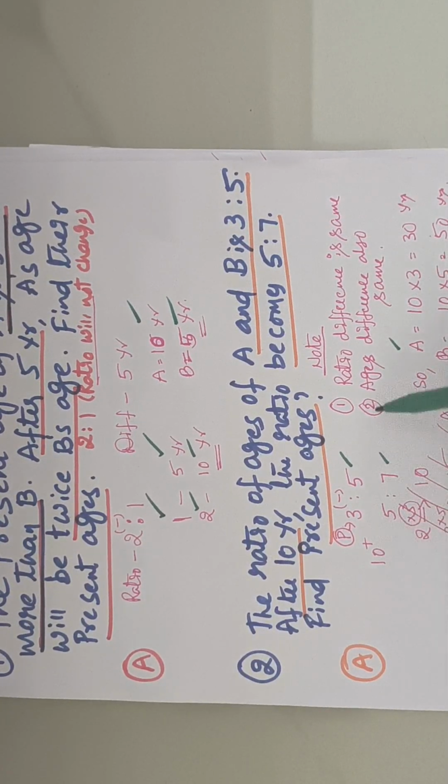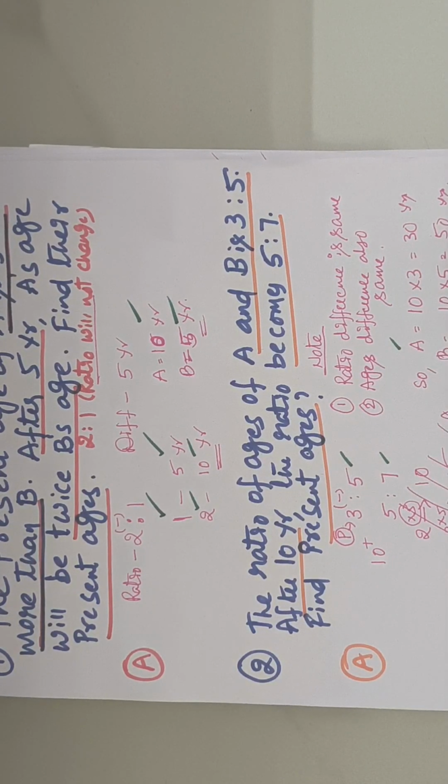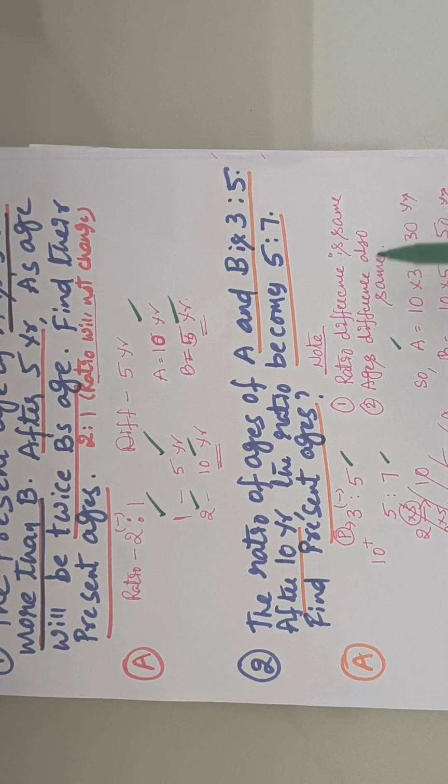A is equal to 10 multiplied by 3, which is 30 years. B is equal to 10 multiplied by 5, that is 50 years. So we have to note that only if the ratio difference is the same, then this kind of technique should be used. Okay.